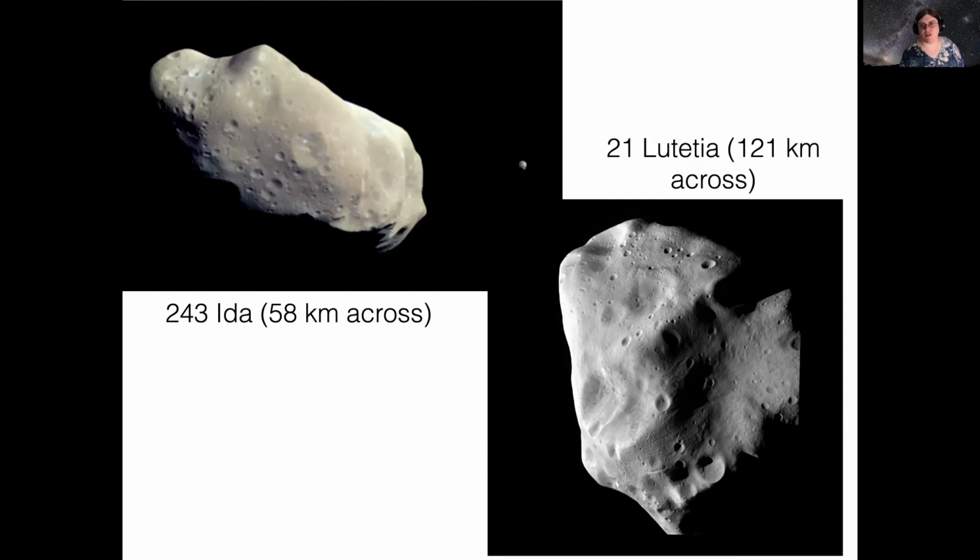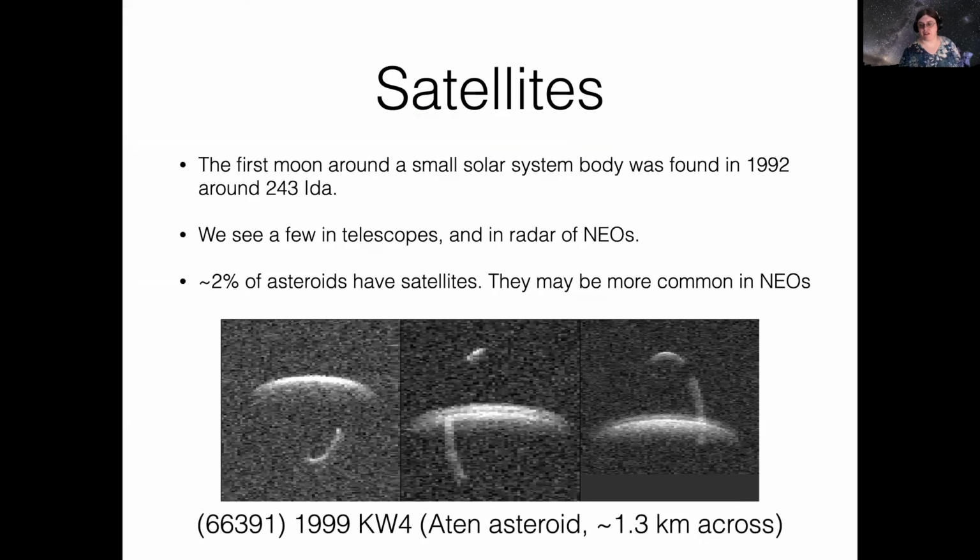Ida has a moon. And I've mentioned satellites before. I've mentioned binary asteroids before. Ida's moon, Dactyl, was the first one found. And they're hard to see. You know, asteroids are not big and their moons tend to be smaller. Where we often see them is in radar.